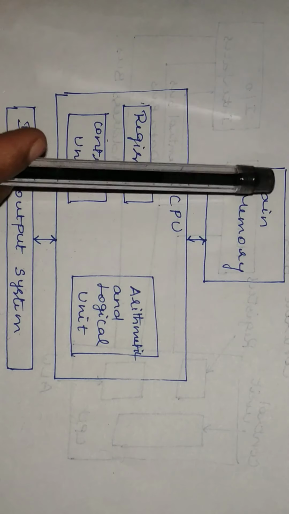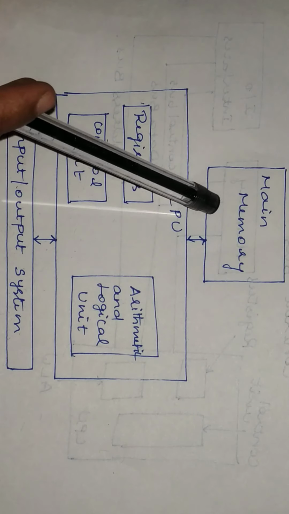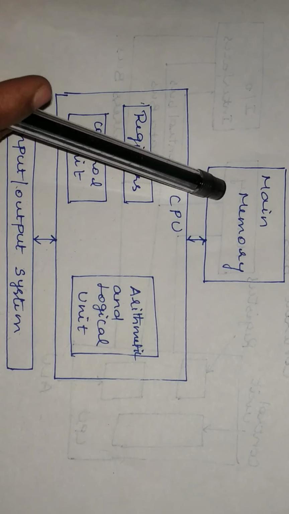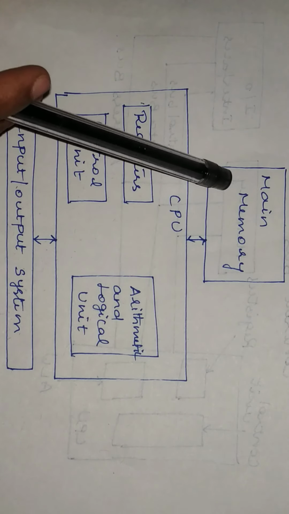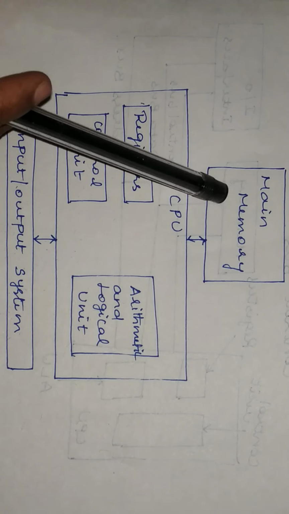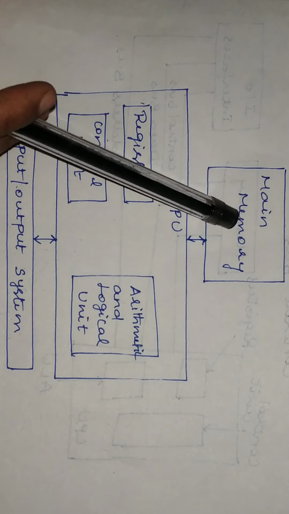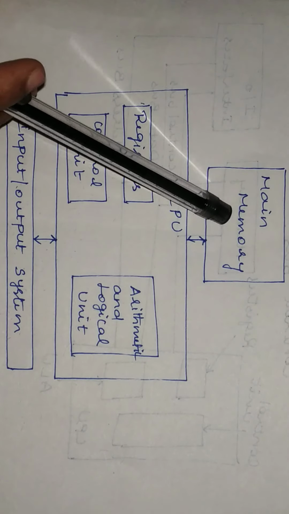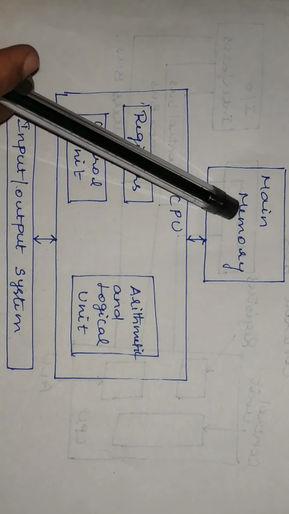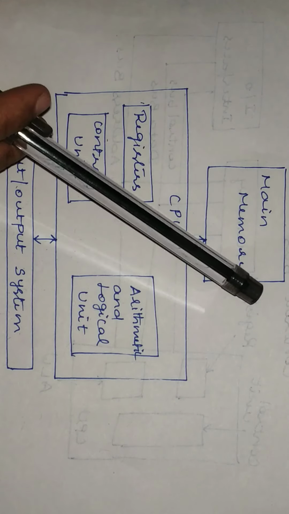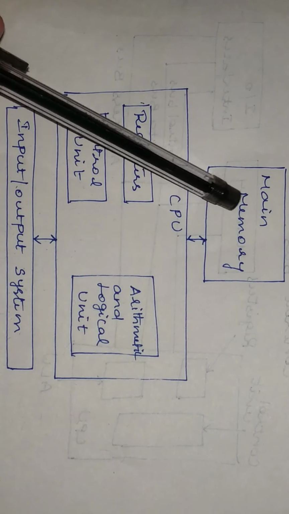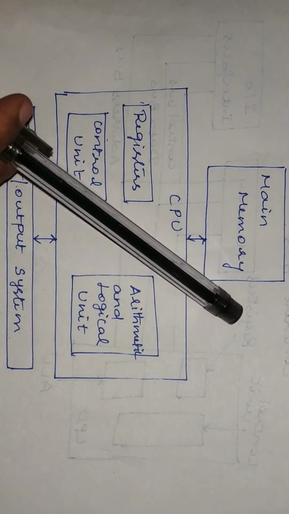What is main memory and what is the purpose of using it? Memory is nothing but a storage device. We can store any kind of data, or even instructions, in main memory. Memory is categorized into two types: main memory, that is primary memory, and secondary memory. The processor can be directly connected with the main memory, not with the secondary memory.